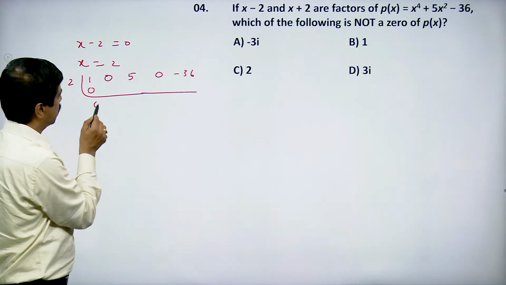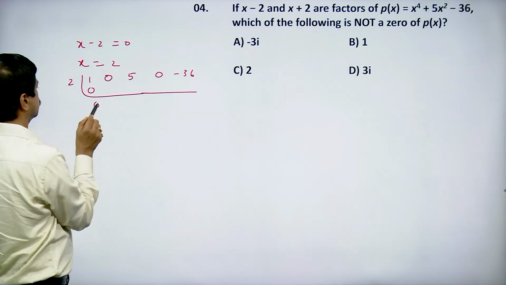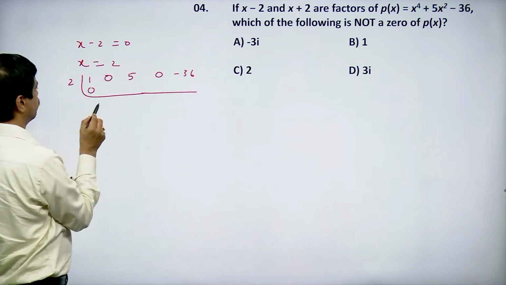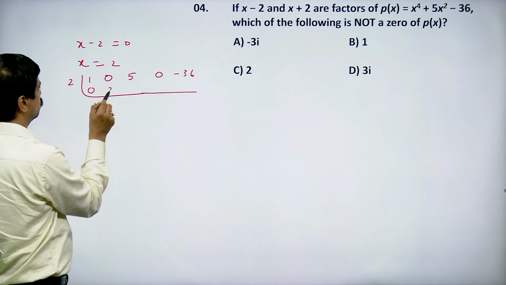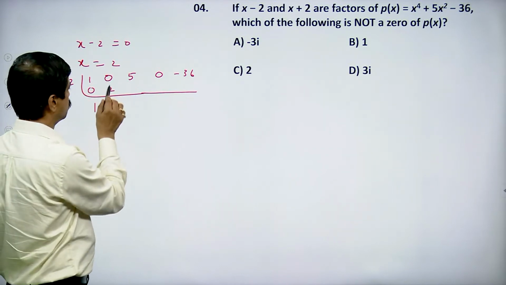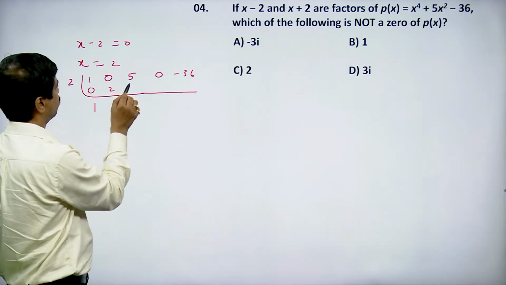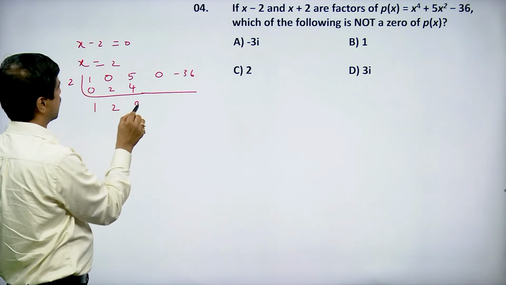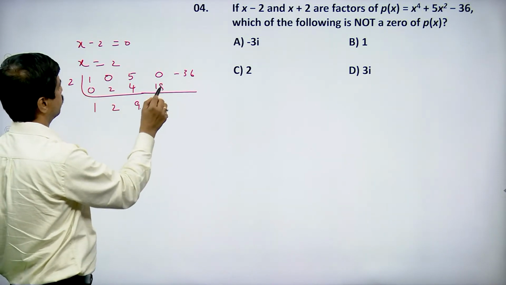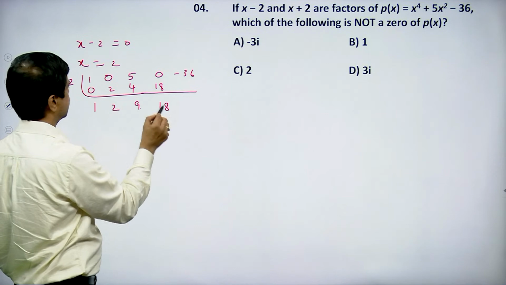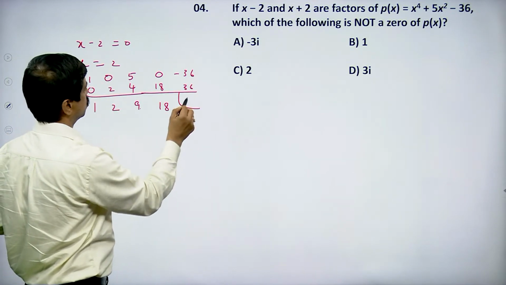1 plus 0 is 1. 1 twos are 2, 0 plus 2 is 2. 2 twos are 4, 4 plus 5 is 9. 9 twos are 18, 0 plus 18 is 18. 18 twos are 36. So, you got this.